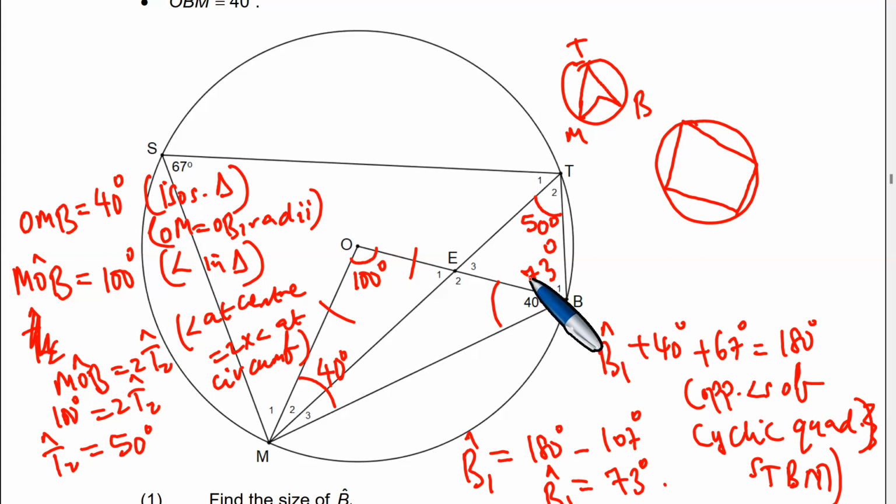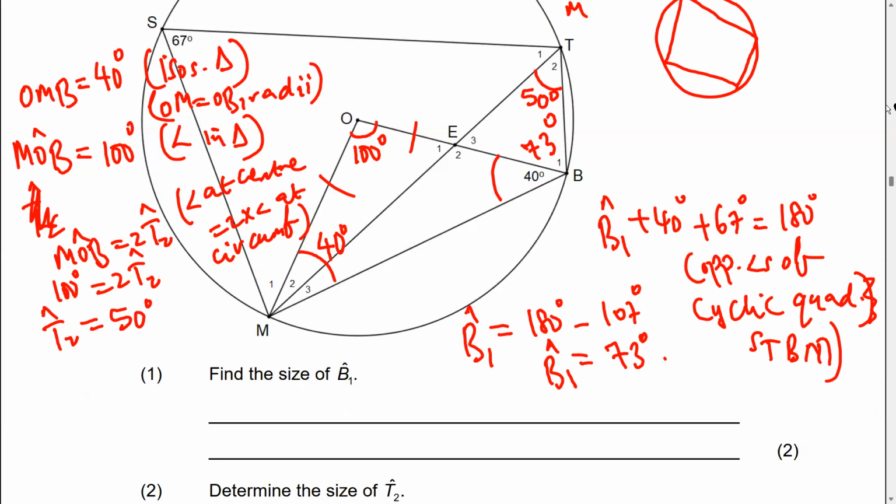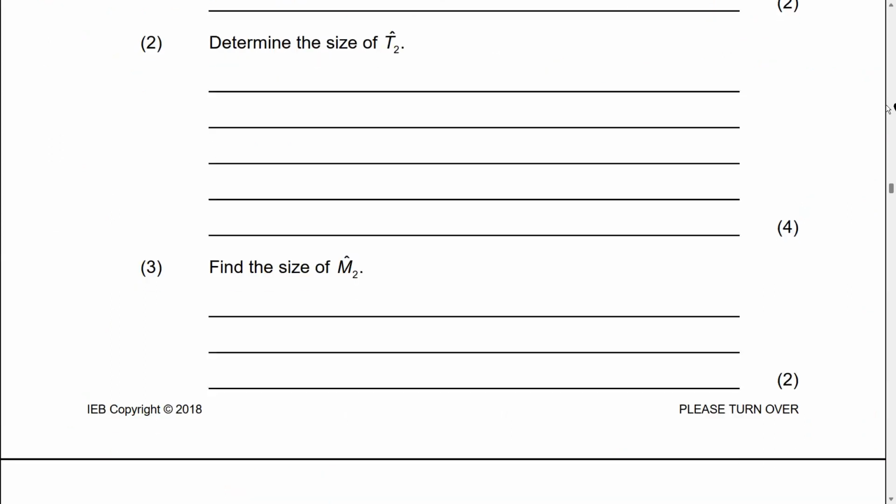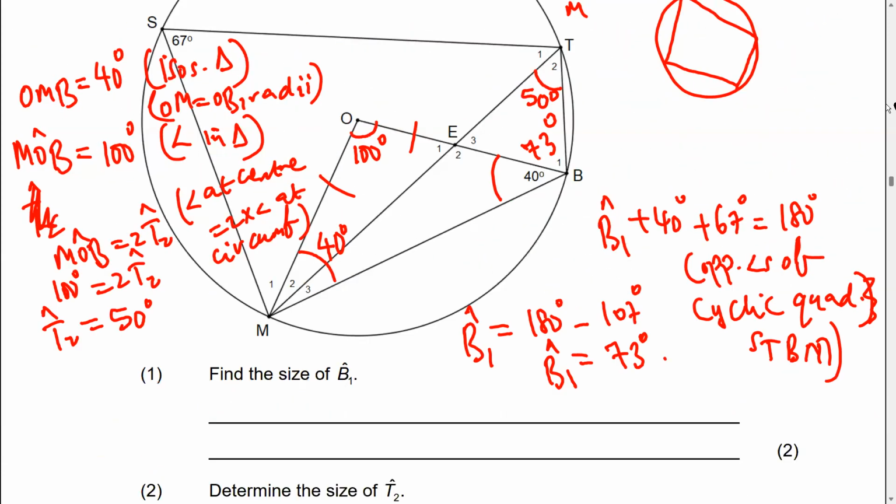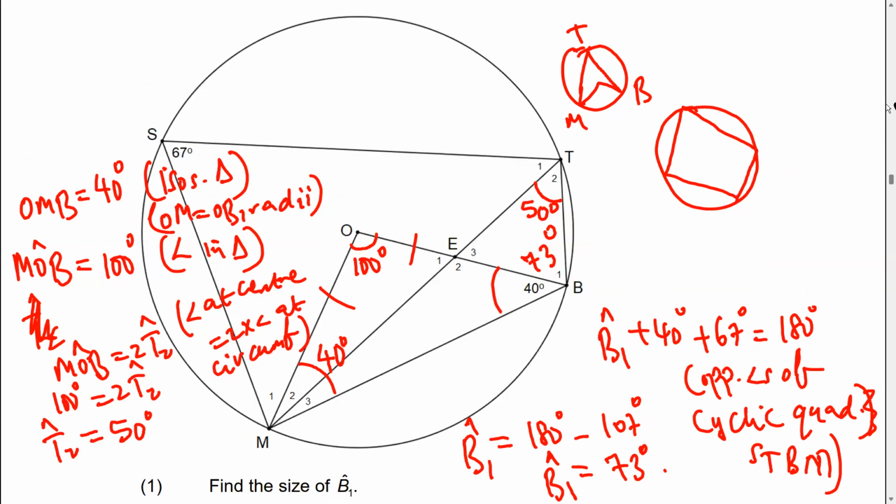Okay, next question. Right, the next question is now we need to find angle M2. Let us find angle M2. Where is M2? It's this one here. What is the size of the angle M2? And I'm sure that is way, way too easy, because we've already got angle T2 there. So we can just find the angle M2 and be excited with that.